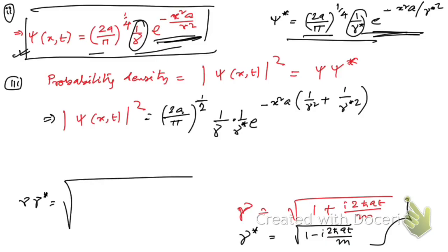So here you see this is a plus b into a minus b, that means a square minus b square. A square here, a is 1 square minus b square, that is minus i 2 a square a t by m whole square. And squaring this, what we're gonna have? So as i square is minus 1, so it's gonna be plus 4 a square a square t square by m square. That's what we're gonna have, right? Hope you have understood this.